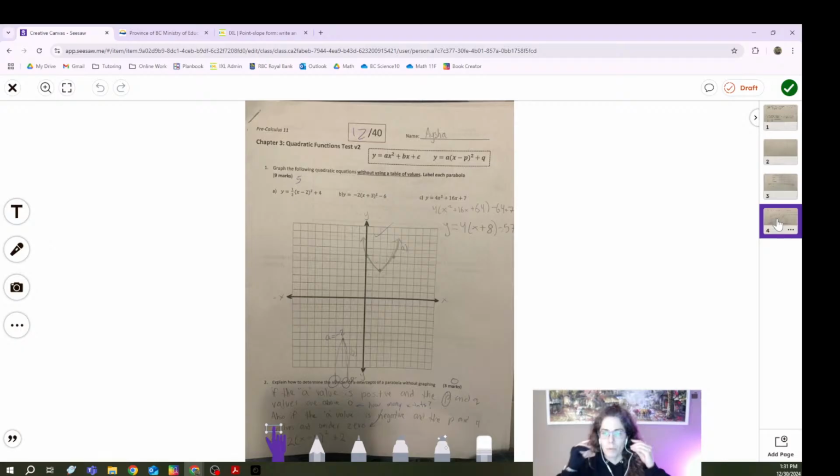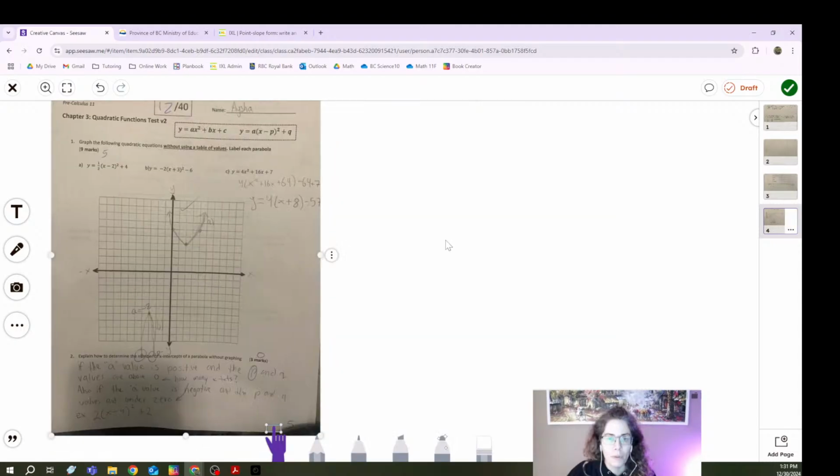Okay, so, oh yes, we do want to take a look at this and do better. So let's start right from the first page here. Graph the following quadratic equations without using a table of values. Label each parabola. Okay, so what did you do on the first one? It looks like you started correctly.